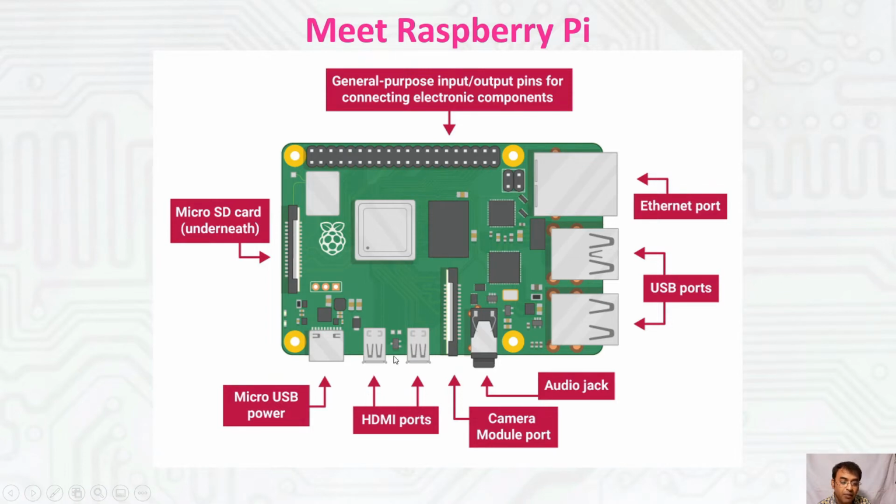After that, we have two HDMI ports for connecting to a monitor or LCD simultaneously. Then you have a micro USB port, this is type C. Then you have a slot for micro SD card where you install the OS. And after that, we have one LCD slot where you can connect a small LCD display. And then you have 40 GPIO pins, and this is the processor.